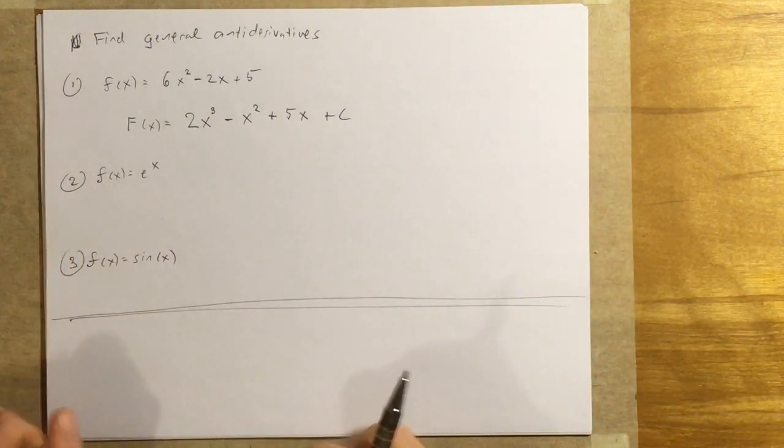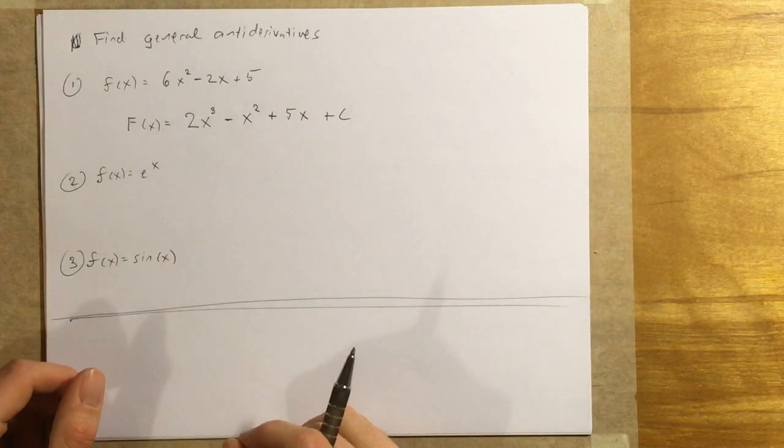Okay, so there's the first one. Second one, f of x equals e to the x. Pause the video and see if you can figure that one out.